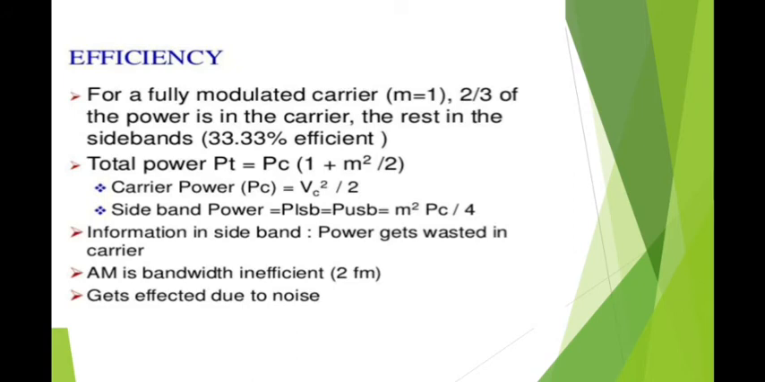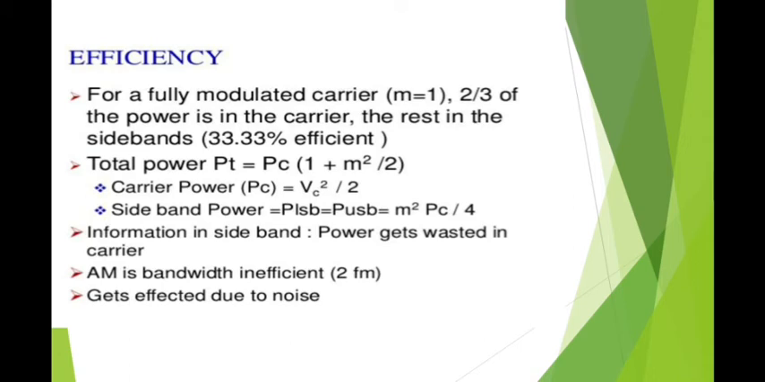Efficiency. For a fully modulated carrier, two thirds of the power is in the carrier, the rest in the sidebands. That is 33.33% efficiency. Total power Pt equals Pc times (1 plus m squared divided by 2). Carrier power Pc equals Vc squared divided by 2. Sideband power: P_LSB equals P_USB equals m squared Pc divided by 4.